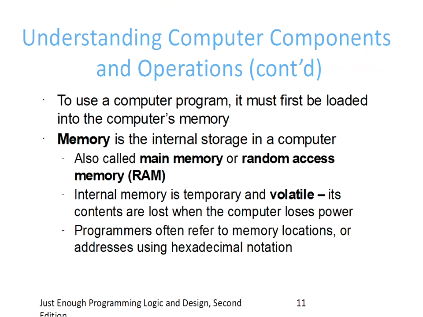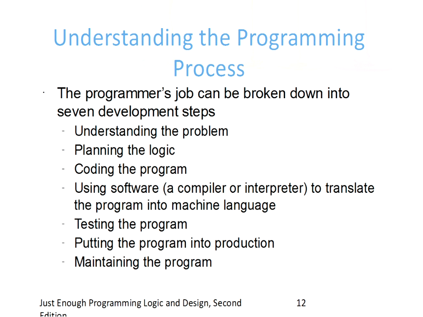So RAM is volatile. We're just using it for storing temporary information. So if we turn off the computer, information is gone. That's why we call it volatile.